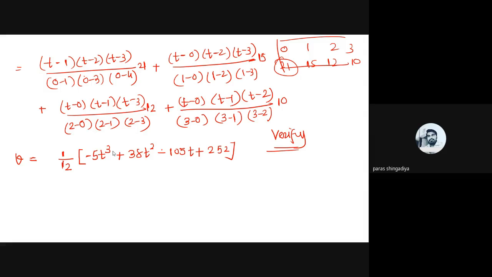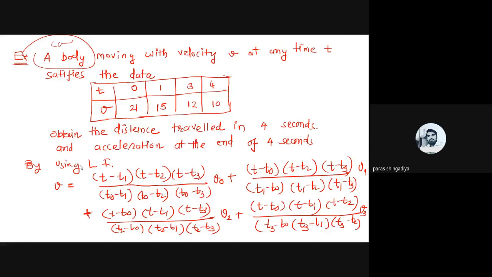When it is 0 seconds, the velocity of the body is 21. At 1 second, the velocity of the body is 15. At 2, that is 12, and at 3, that is 10. And this equation follows this data. Clear? And now you have to predict the distance. What do you have to find? To find the distance traveled in 4 seconds, meaning how much distance is covered, you have to predict that. So how can we define the distance?